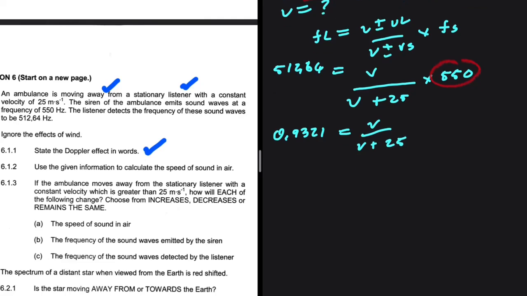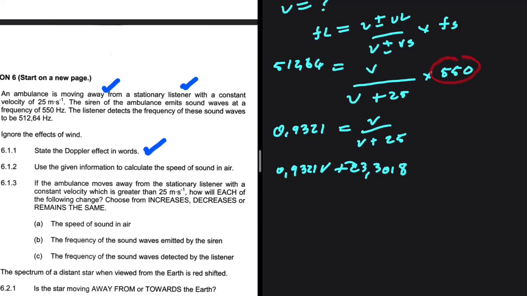Okay, and now I want to go ahead and cross multiply. V multiplied by 0.9321 will be 0.9321 V. Okay, and now I have 0.9321 multiplied by 25. That is going to be plus 23.3018. Okay, I'm rounding off to 4 decimal places because I'm not at the final answer. At the final answer, I'm going to round off to 2 decimal places, not 1. Okay, and then V multiplied by 1, it is just a V.